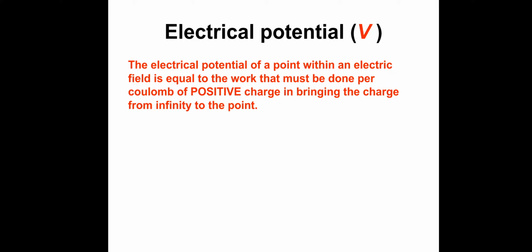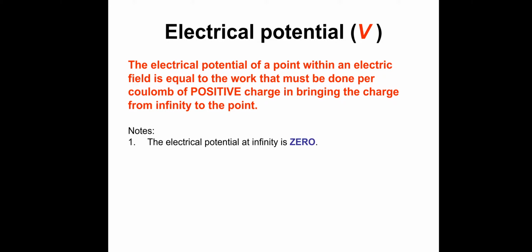So, just go for the definition first, and then we'll link it to gravitation. The electric potential of a point within an electric field is equal to the work that must be done per coulomb of positive charge, that's important, in bringing the charge from infinity to the point. So that's the same as gravitational potential, really. It's just electric instead of gravity. Gravitational potential is the amount of work done in bringing a unit kilogram mass from infinity to a point within a field. Same thing, just electric instead of gravity.